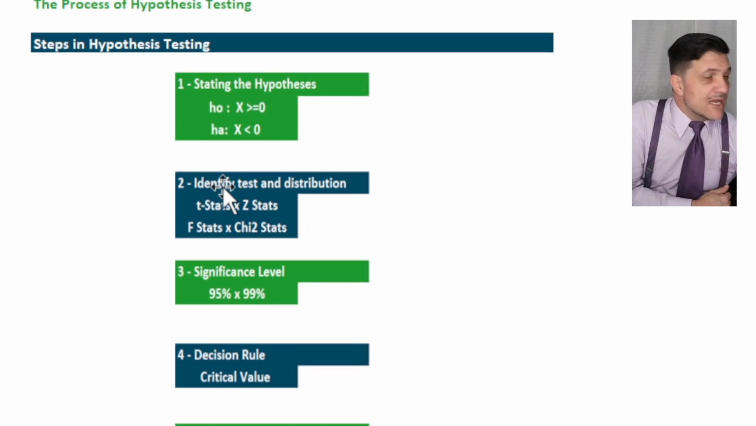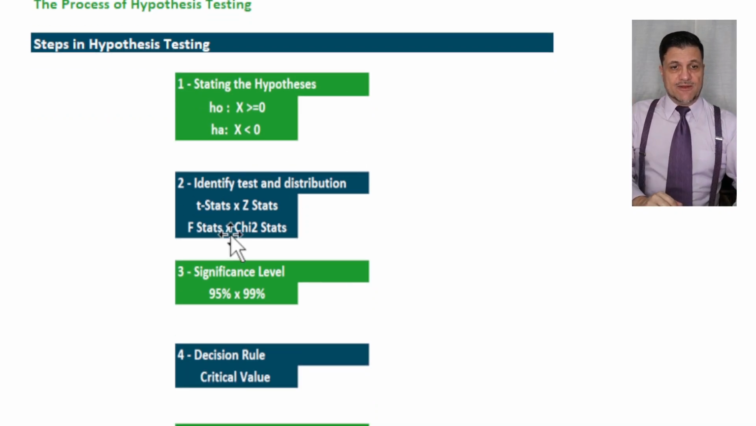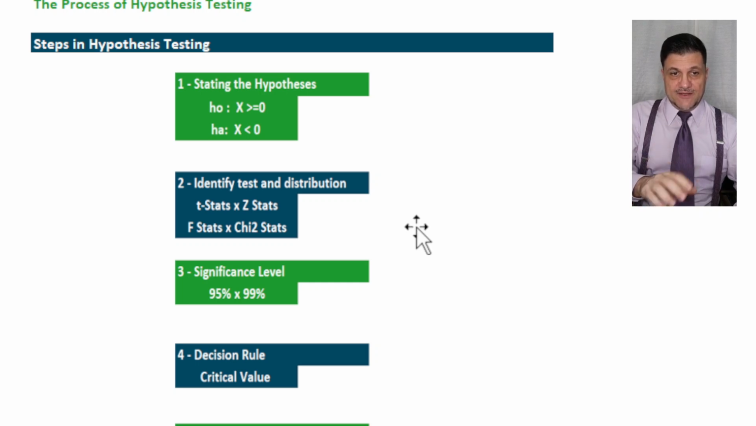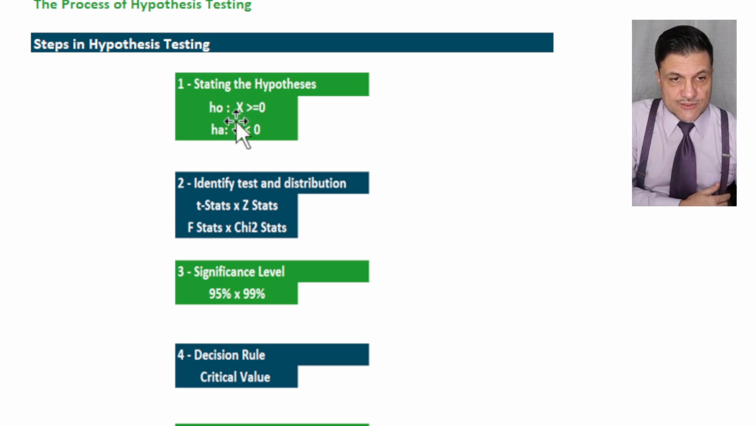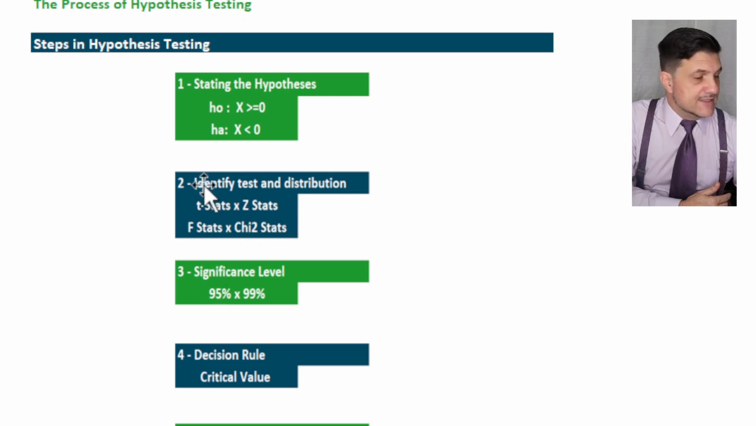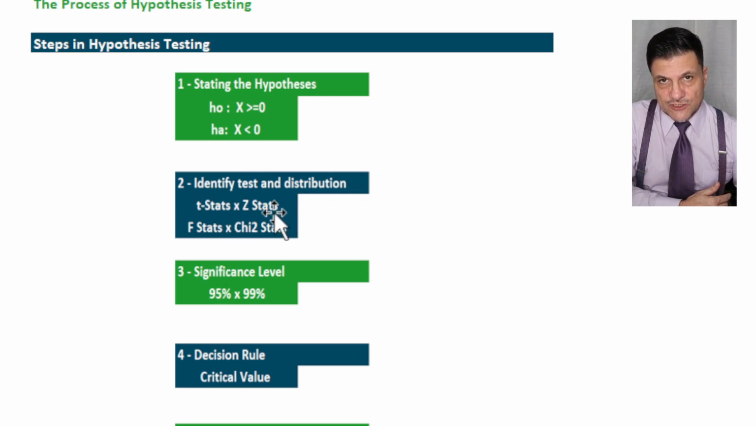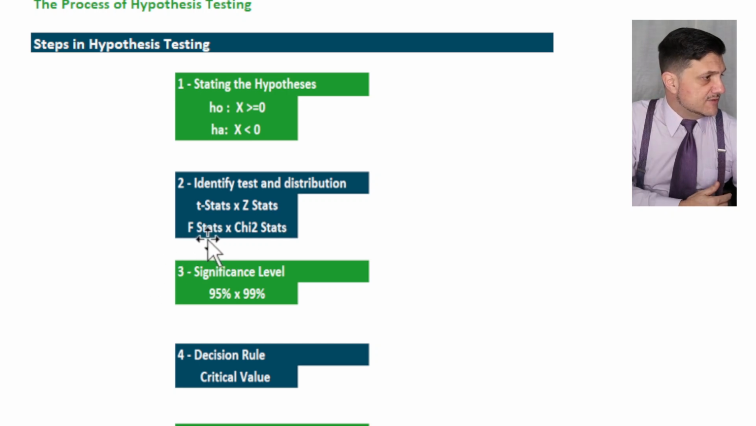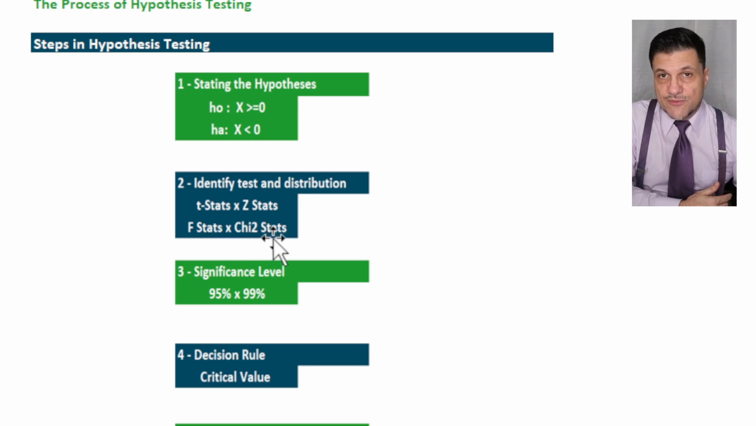The second step, once you stated the hypothesis, which is the first step: you're going to identify, since we're doing parametric hypothesis testing here, the distribution that you're going to use and the test that you're going to use. Using which distribution? If it's an expected value test, I only have two choices: the t distribution or the z, which is the normal distribution. Or I could use the F test or F distribution and the chi-square distribution.